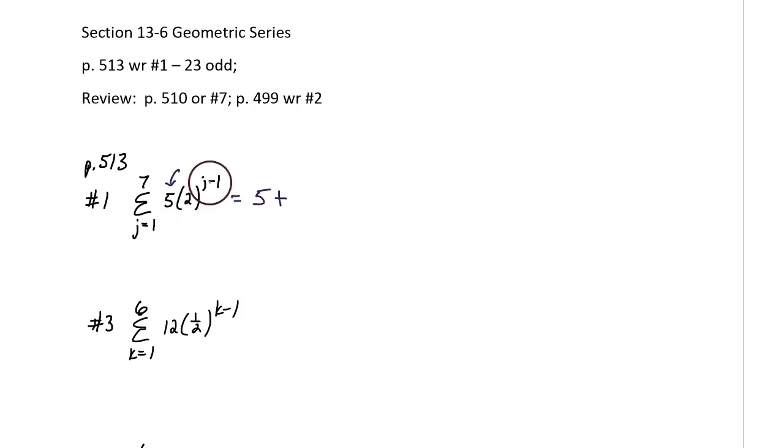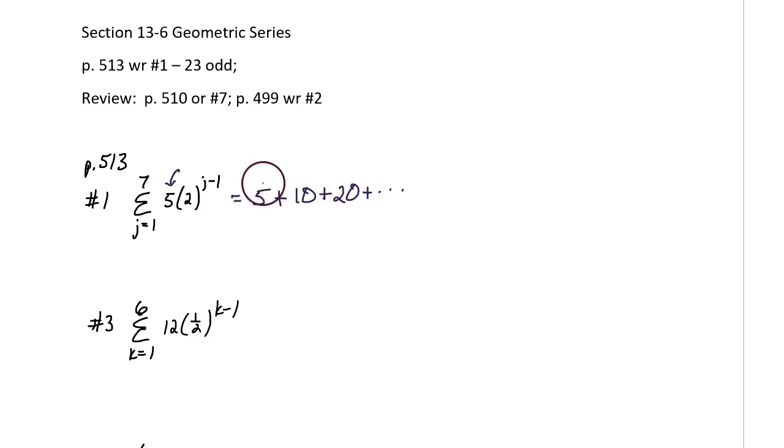Now let's put in 2. 2 minus 1 is 1, 2 to the first is 2, and 5 times 2 is 10. Now the third number, let's put in a 3 for j. 3 minus 1 is 2, 2 to the second is 4, 5 times 4 is 20. And that's as much of the expansion as I'm going to show.